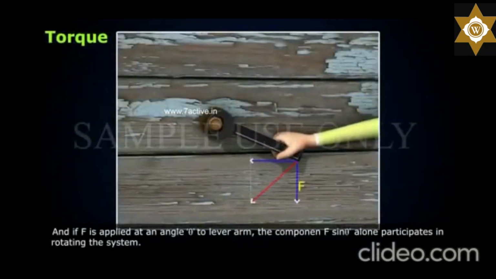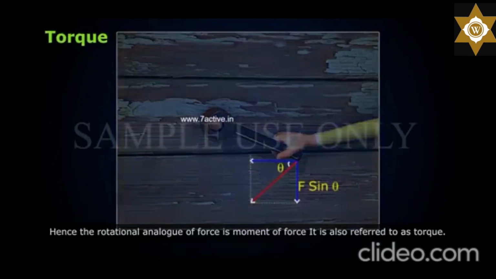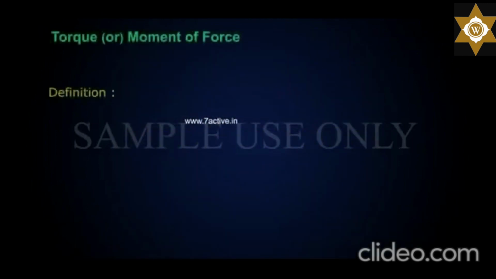And if F is applied at an angle theta to the lever arm, the component F sin theta alone participates in rotating the system. Hence, the rotational analog of force is moment of force. It is also referred to as torque. Torque or moment of force.